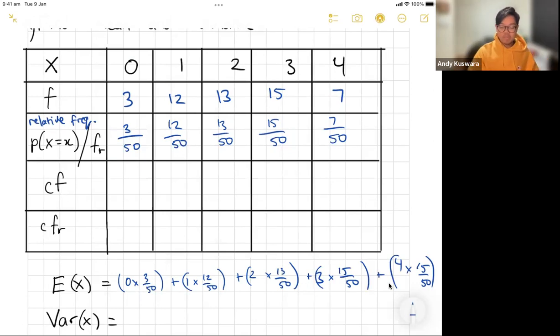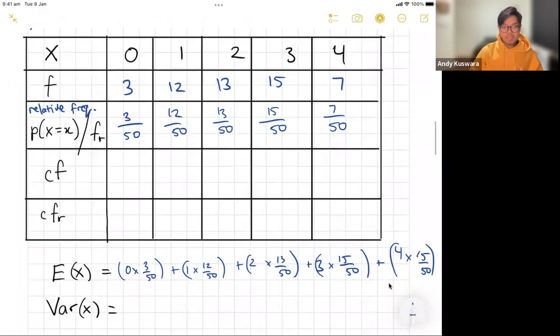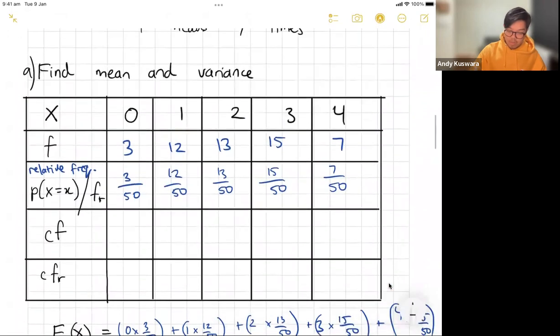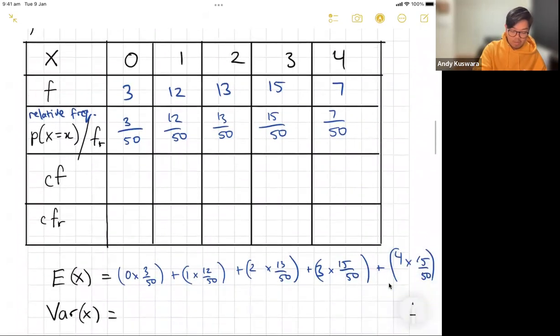It should be roughly 2 point something. That's what we're looking at. Now for the variance, it's going to be a little bit similar. It's going to help if we have your x squared term here. I actually didn't put one in, but that's okay. I'm going to put one in right here at the bottom.